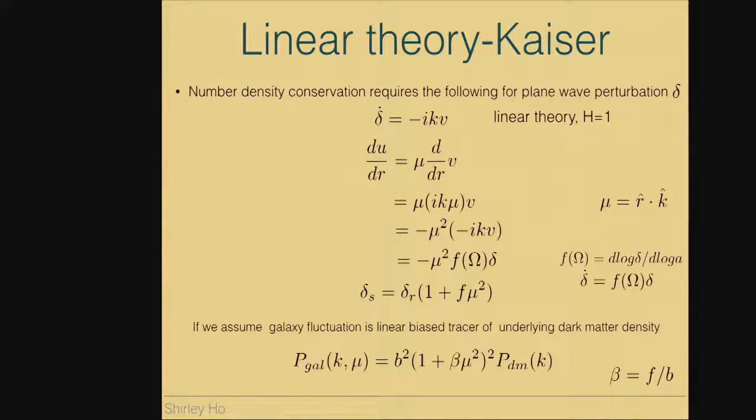Now, this is a derivation you should be able to do if you just close your eyes entirely. If you can assume the following, the number density conservation requires a plane wave perturbation delta, assuming H equals 1 right now, which is just an easy assumption to make because you can put it back on later. And then you'll have this equation, which comes from the Poisson equation. For those who might have done the simple perturbation theory for an overdense or inhomogeneous universe, you probably recognize it right away. Delta is the overdensity, delta dot is the derivative over time, v is the velocity, k is the Fourier component. The u_r is equal to mu times v_r.